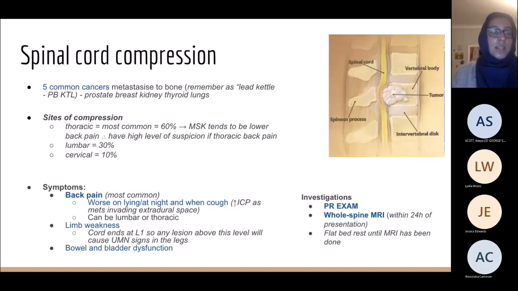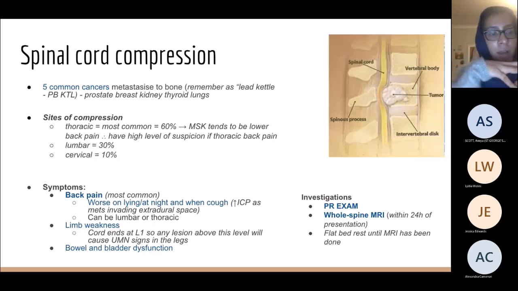So with spinal cord compression, there are 5 cancers that most commonly metastasize to the bone. And the way I remembered it was a phrase: lead kettle, lead being PB and kettle being KTL. And those cancers are prostate, breast, kidney, thyroid, and lungs. Those are the 5 cancers that you need to remember as most commonly metastasizing to the bone.